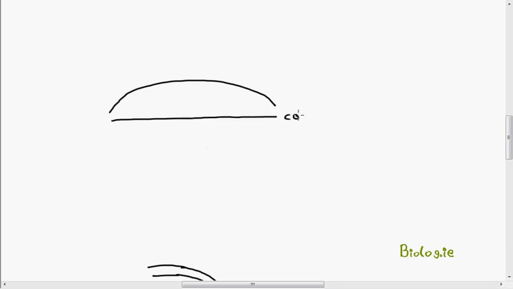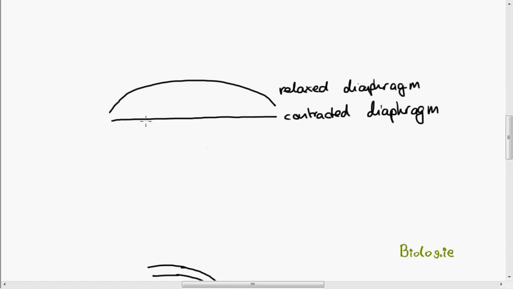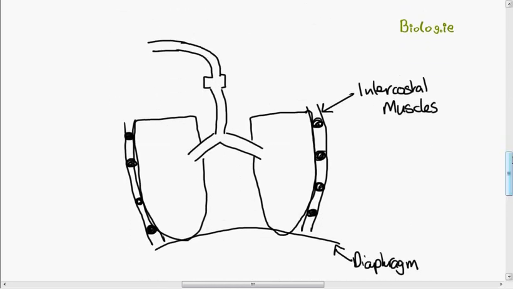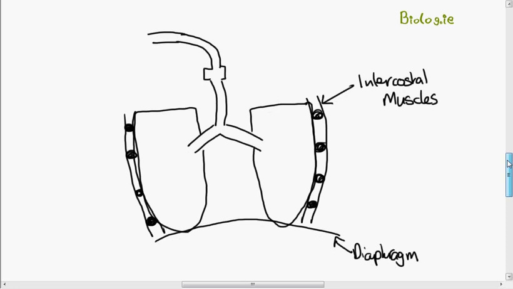So here is a contracted diaphragm. And here is a relaxed diaphragm. So as you can see, the contracted diaphragm, the straight line here, it is shorter than the relaxed diaphragm. So let's see what happens to the lungs when the diaphragm contracts. So I'm going to explain breathing in, inspiring.